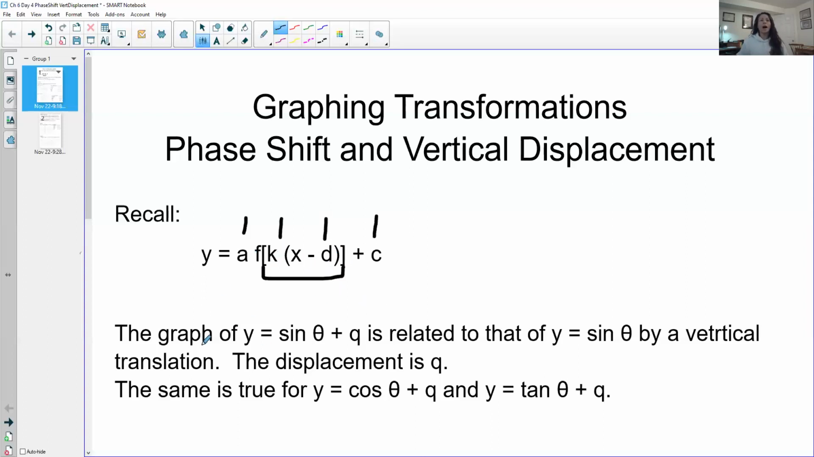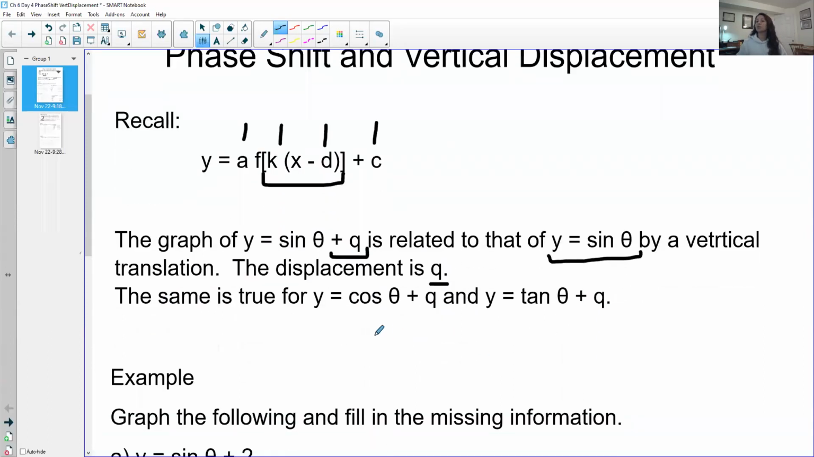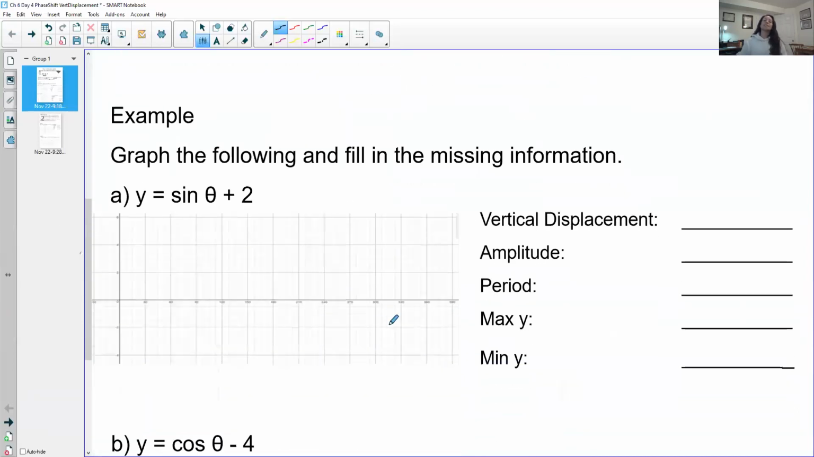Okay, so you have a graph. Assume that you have a graph of y equals sine theta plus a number. It should be related to plain old sine of theta, except there's a vertical translation or a vertical shift. Okay, it means it's moving up or down. And then the displacement, the movement, would be your actual q value, just like chapter 1. The same is true for anything with cos or with tan. So let's jump right in. Let's take a quick look at what this guy would be here.